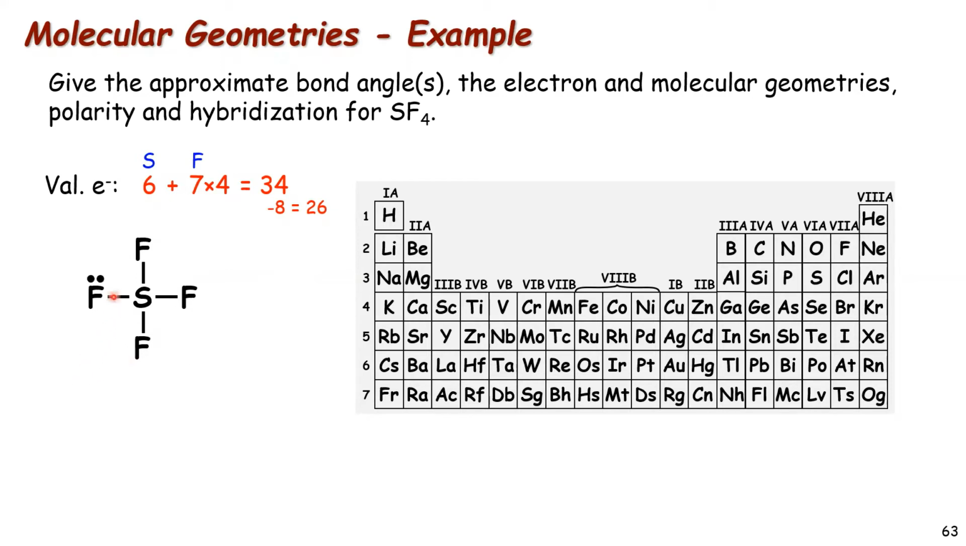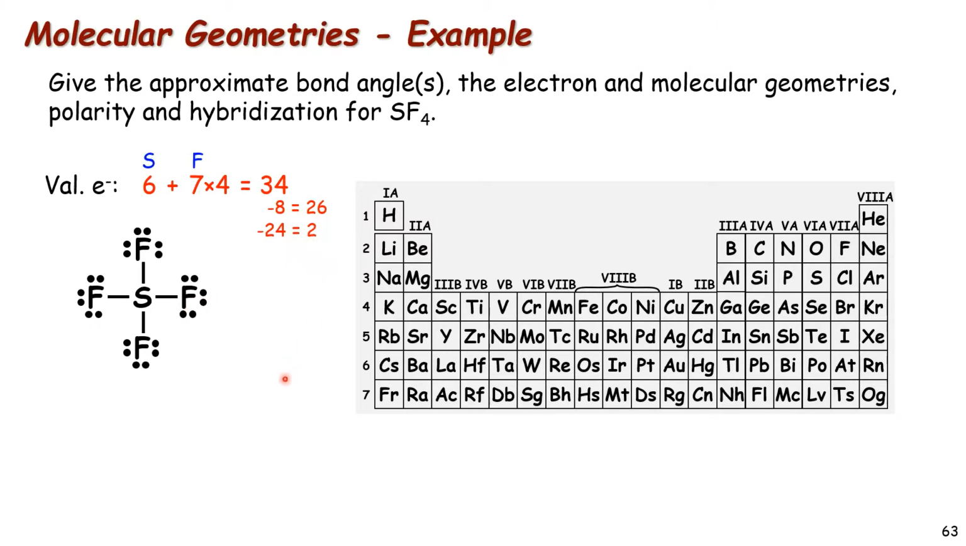So 2, 4, 6, 8 for each of the four fluorines. So let's see, 2, 4, 6, 8, 10, 12, 14, 16, 18, 20, 22, 24. So we used up 24. We still have 2 electrons left.